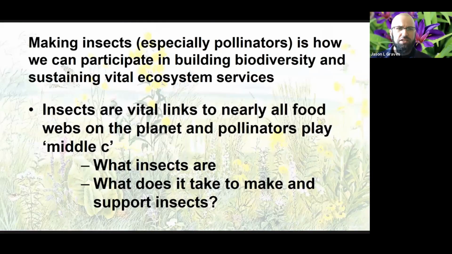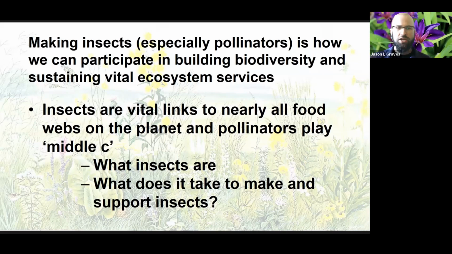The big idea that we're after today is that protecting insects, especially pollinators, is how we can participate in building biodiversity and sustaining those vital ecosystem services that we saw earlier in that graphic. And the big idea is that insects are vital links to nearly all the food webs on the planet.